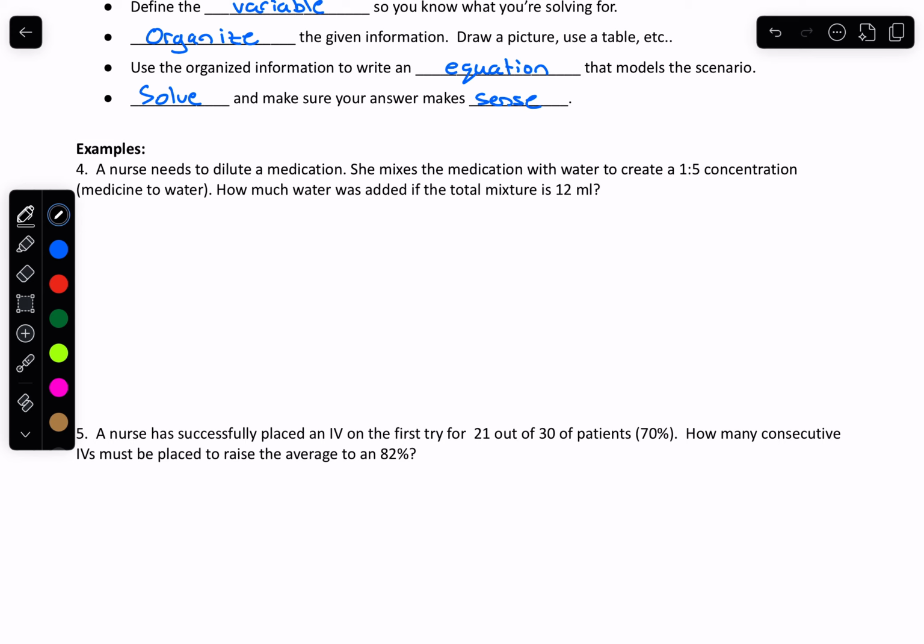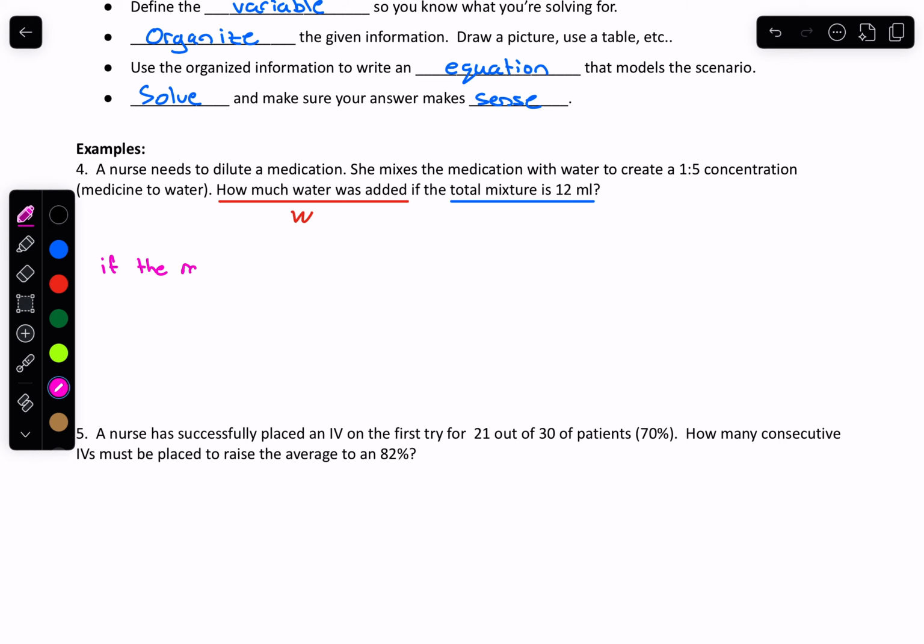So we know that the total amount of the mixture is 12 milliliters, but we want to solve for how much water that actually is. So how much water was added, we'll call that W. So now we have that the ratio of medicine to water is 1 to 5. Okay, so we're going to make a little note here.